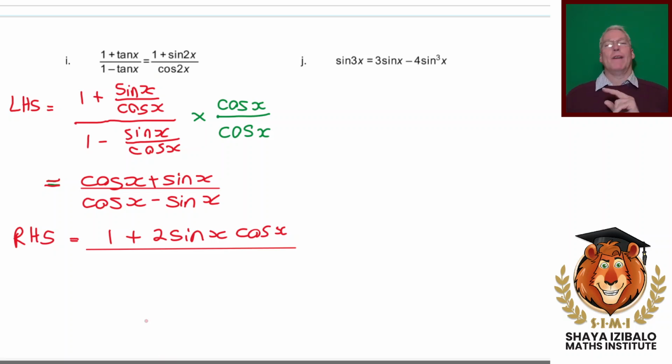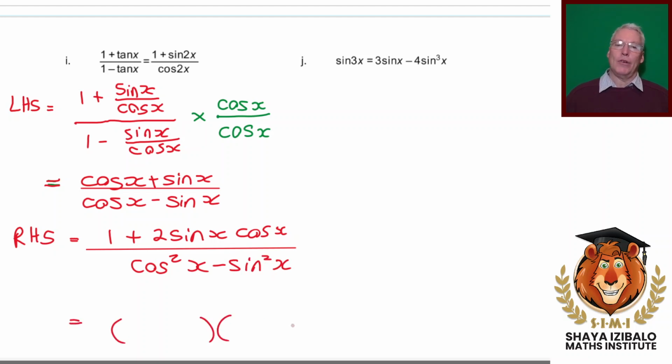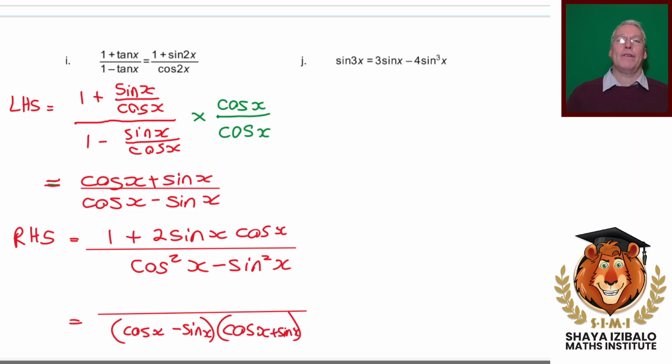Now, remember there are 3 flavors for cos 2x. There's one that's got cos squared minus sine squared, and it's a difference of 2 squares. So if we go with that one, cos squared x minus sine squared x, are we okay that the bottom of the right-hand side can factorize to cos x minus sine x and cos x plus sine x? Okay, now that's good news.